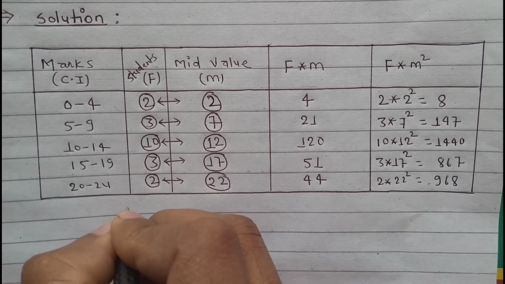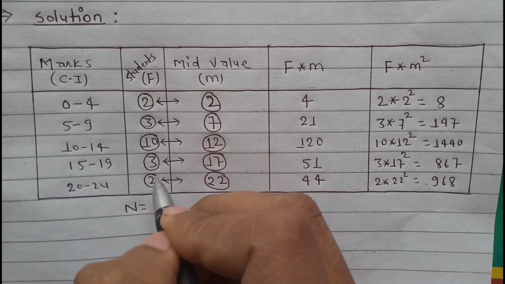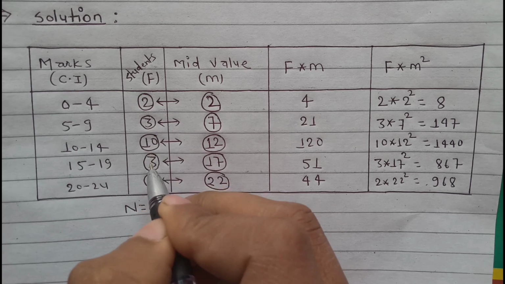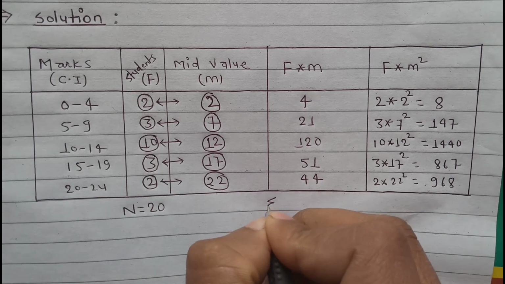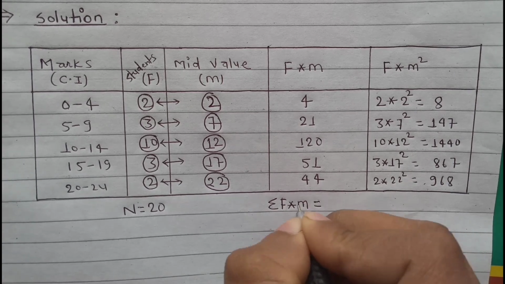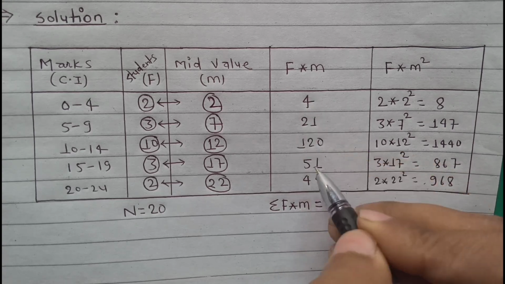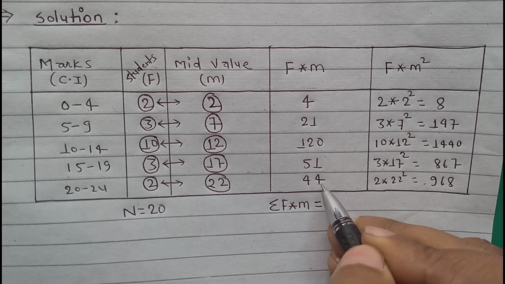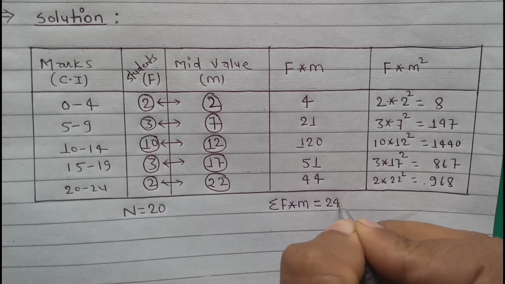Now we have to calculate n. The value of n we calculate by adding this column: 2 plus 3 is 5, 5 plus 10 is 15, plus 3 is 18, plus 2 is 20. Similarly, we have to calculate summation f multiply m, that is called summation fm. We add all this data: 4 plus 21 plus 120 plus 51 plus 44. If we add this data, we get 240.